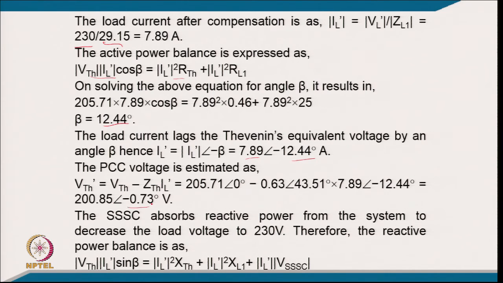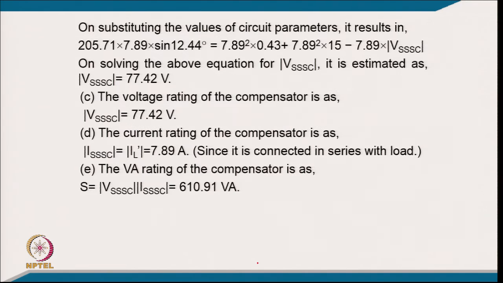So, it comes typically 200.89 volt at the angle of minus 0.73 degree, and the series compensator absorbs reactive power from the system to decrease the load voltage to 230, and therefore the reactive power is calculated from here. So, putting the values we get the series compensator voltage of 77.42 volt, which is the voltage rating of the compensator, and the current rating of the compensator is the load rated current, that is 7.8. Multiplying these two gives the VA rating of the compensator, that is 610.91 VA.